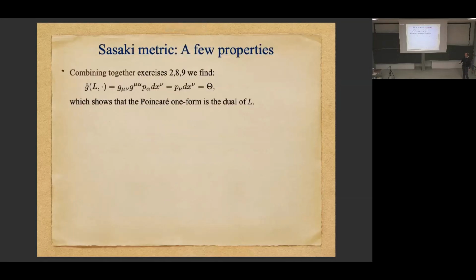Good. So a few properties of this metric. What you can show easily from the previous exercise is that if you take the dual of the Liouville vector field, so you evaluate the metric at L, now L, remember, has only a horizontal part, that will just give you this term here. And that gives you p nu dx nu, and that's actually the Poincaré 1-form. Okay, so the Liouville vector field is dual to the Poincaré 1-form.